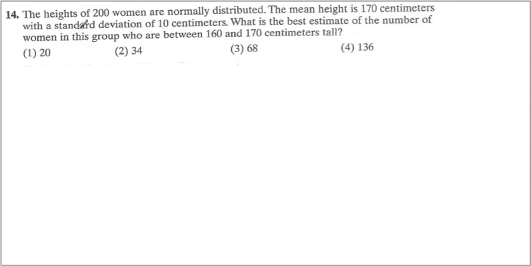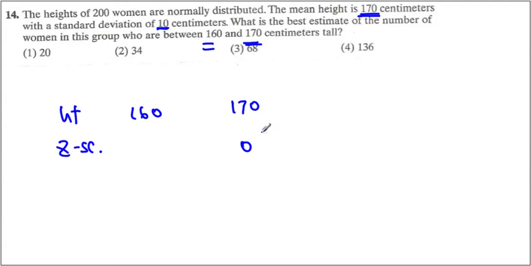Alright, number 14. The heights of 200 women are normally distributed. The mean was 170 and the standard deviation was 10 centimeters. Find the number of women in this group who are between 160 and 170 tall. This is the height, and this is the z-score. The mean itself has a z-score of 0. And how about 160? The z-score will be 160 minus 170 divided by 10, which is equal to negative 1. That means we are looking at the number of people from negative 1 through 0.